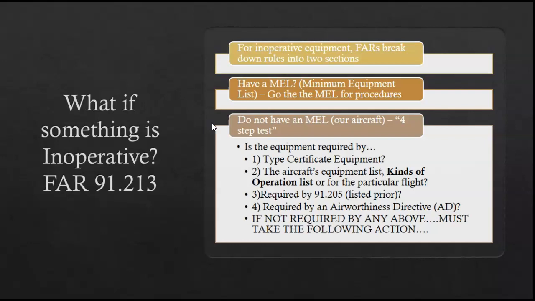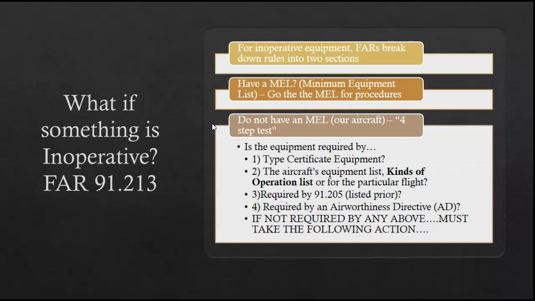Whether or not an aircraft is legal to fly with inoperative equipment depends on whether or not the aircraft has a minimum equipment list or not. An MEL is a list of equipment that can be inoperative and still be legal to fly. And it contains procedures that you need to follow if you find inoperative equipment.